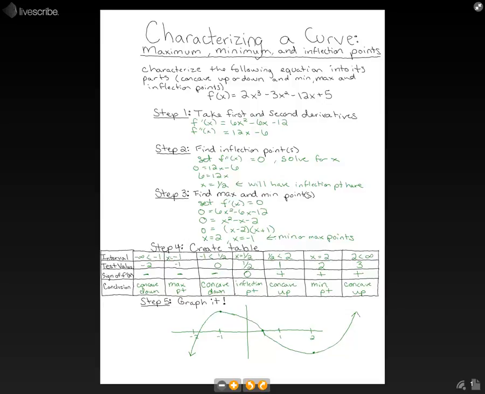So we've kind of just drawn a sketch of what we think our graph might look like based on the data from finding our minimums and maximums, our inflection point, and finding out where we are concave up and down. So that is how you can characterize a curve.